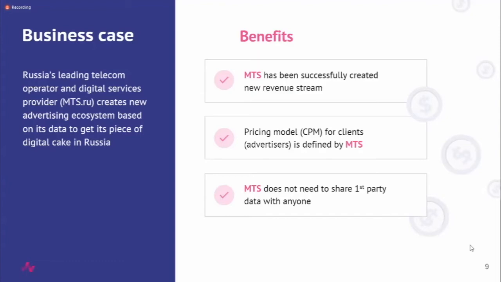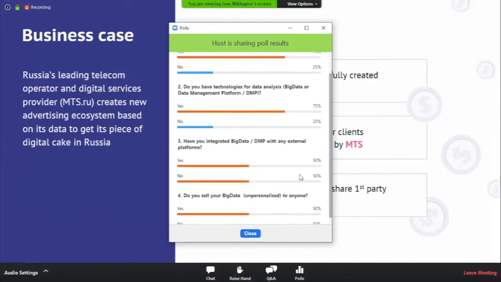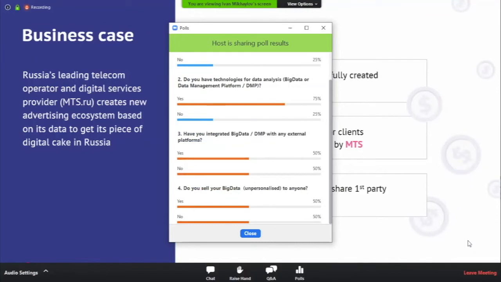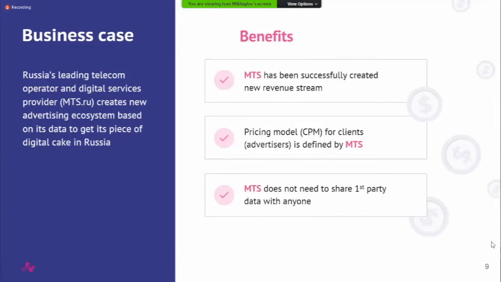Okay, so let's move on. Let's see what we have. Let me share the results of this poll with everyone. Okay, cool. It looks like the majority of people already have big data and technologies to analyze it. However, it looks like not everyone yet integrates this with external platforms or uses this data to generate some money.